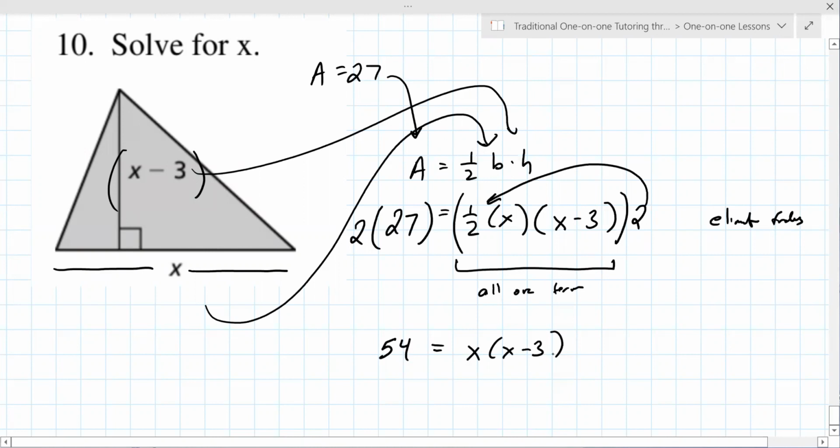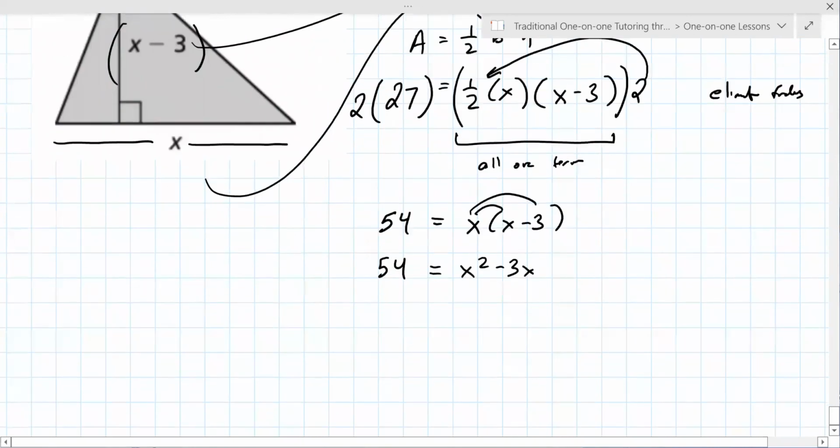Is that okay? Is that clear? Yeah. Okay. Because it really turns the problems. So now on the right, you're going to distribute the x to both. So you get x squared minus 3x.